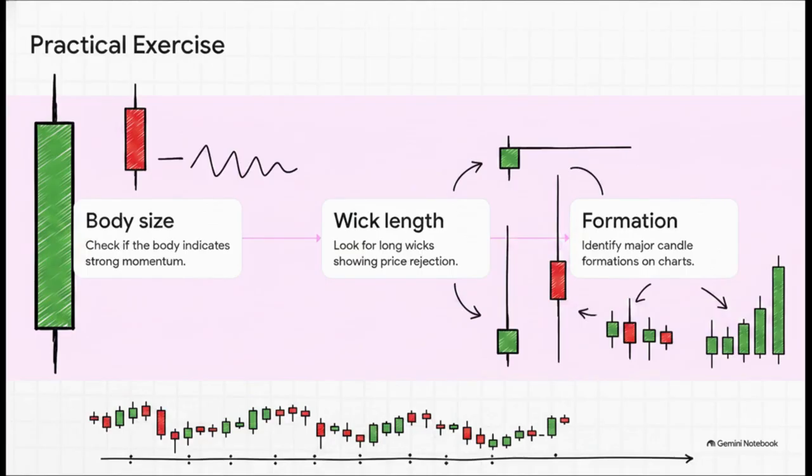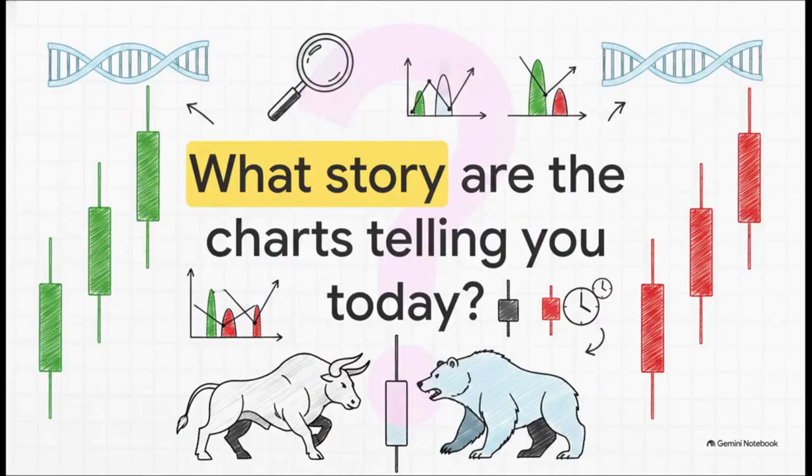By systematically checking the body, the wick, and the broader formation, you completely strip away the emotion, and you're relying strictly on the data. Think about it. You've just unlocked the fundamental DNA of trading. You know how to decode the open, high, low, and close. You know how to spot the battles between the bulls and the bears, adjust your lens with time frames, and hunt for recurring patterns. The chaos has been replaced with clarity.